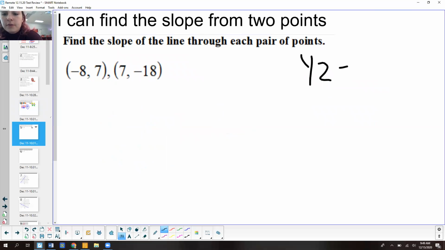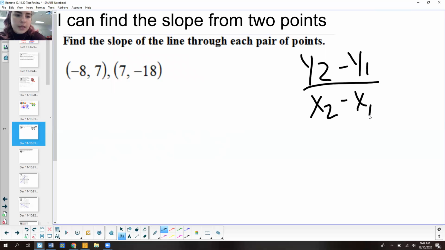So we've got y2 minus y1 divided by x2 minus x1. So if you want to work on it on your own, you can. I'm just going to walk everyone through it so we're all on the same page. So I'm going to make this y2, this y1. It doesn't matter which one you pick. You just have to make sure that you keep the order correct. So I'm going to get my highlighter out. So I'm going to highlight my y values. And I'm going to highlight my x values.